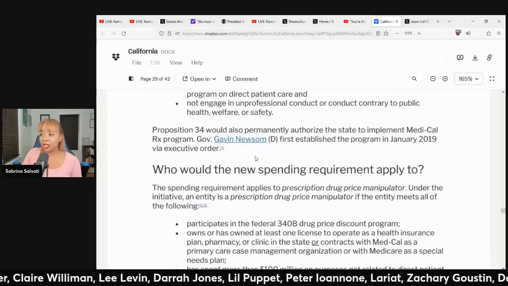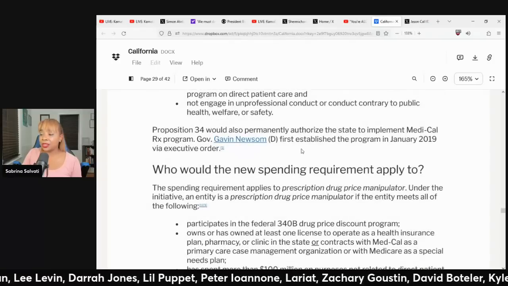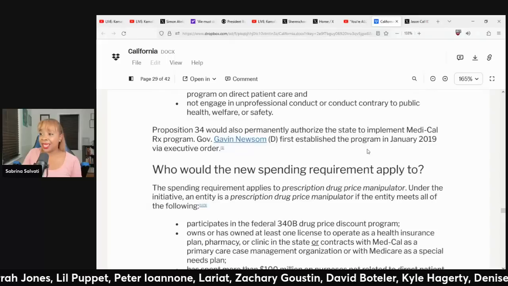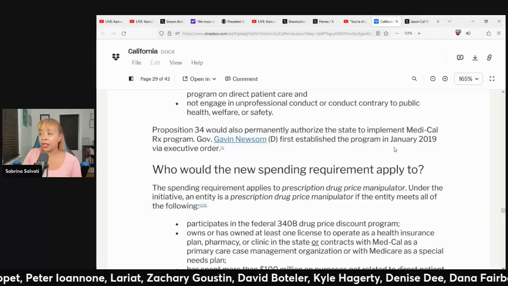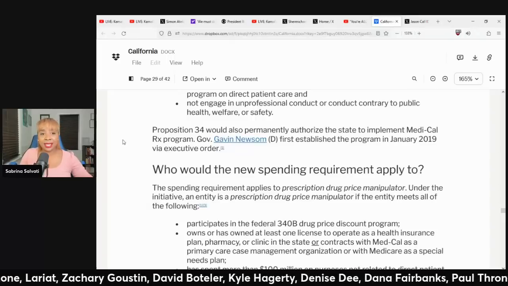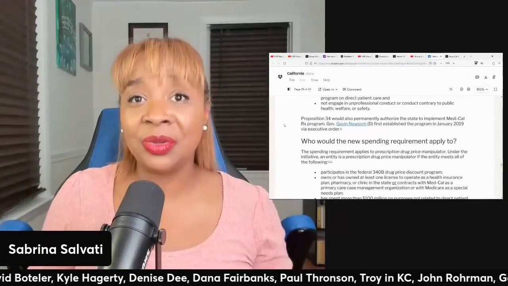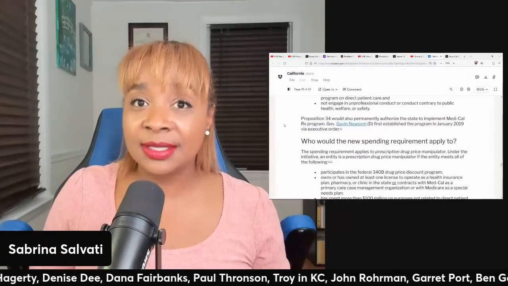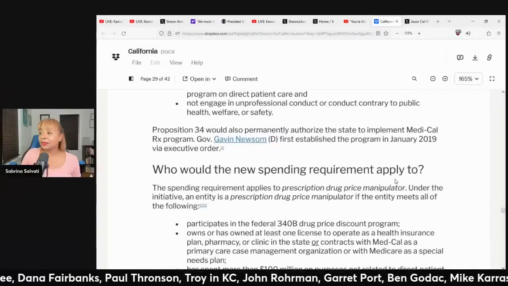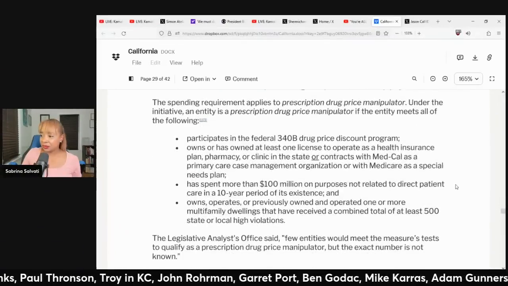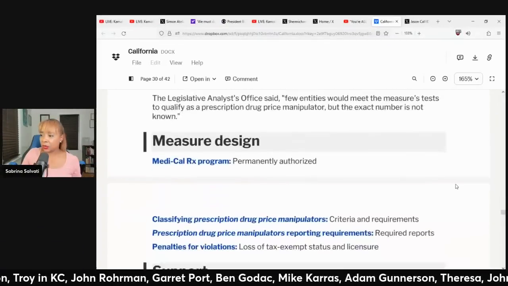So interesting. It says Gavin Newsom first established the Medi-Cal RX program in January of 2019 via executive order. So again, it goes to show you things that the governor can do via executive order. All right. So, and I want to jump forward here.